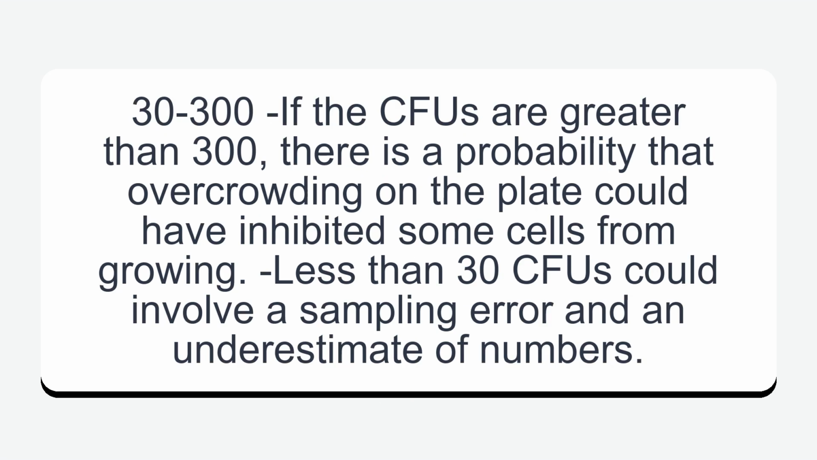30 to 300. If the CFUs are greater than 300, there is a probability that overcrowding on the plate could have inhibited some cells from growing. Less than 30 CFUs could involve a sampling error and an underestimate of numbers.